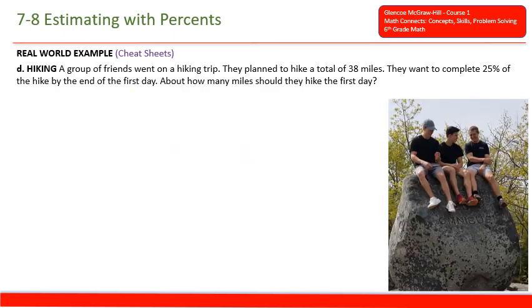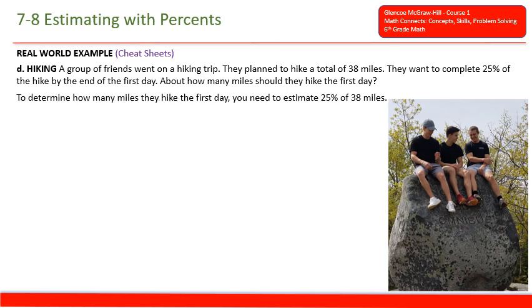Real world example, hiking. A group of friends went on a hiking trip. They planned to hike a total of 38 miles. They want to complete 25% of the hike by the end of the first day. About how many miles should they hike the first day? To determine how many miles they hike the first day, you need to estimate 25% of 38 miles.